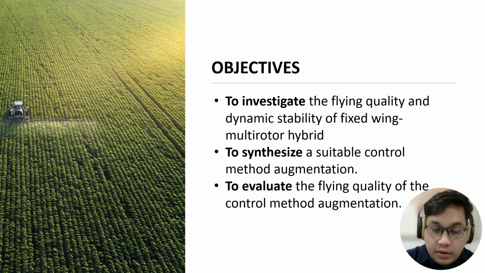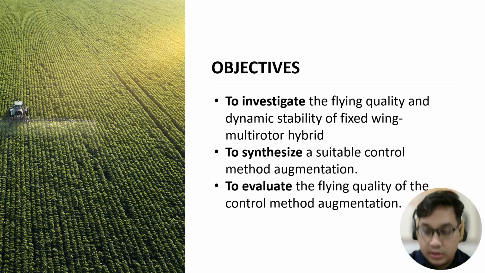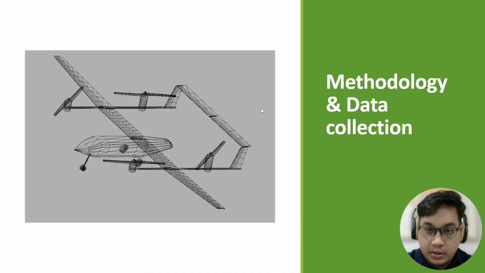The objectives are as follows: to investigate the flying quality and the stability of the fixed-wing multi-rotor hybrid using the simulation as well as the prototype; to synthesize a suitable control method augmentation once the flight simulation and the prototype have been scrutinized and compared; and to evaluate the flying quality using that control method augmentation.